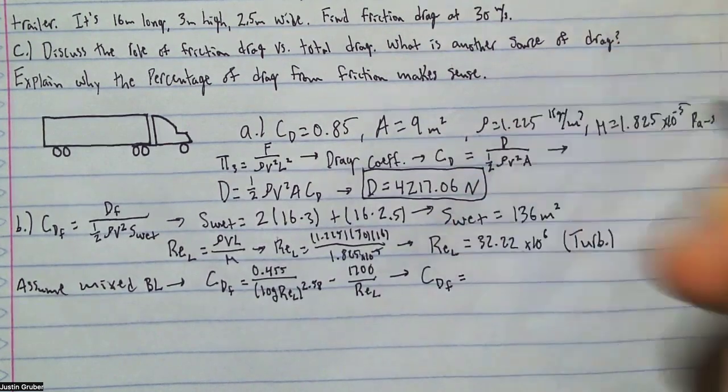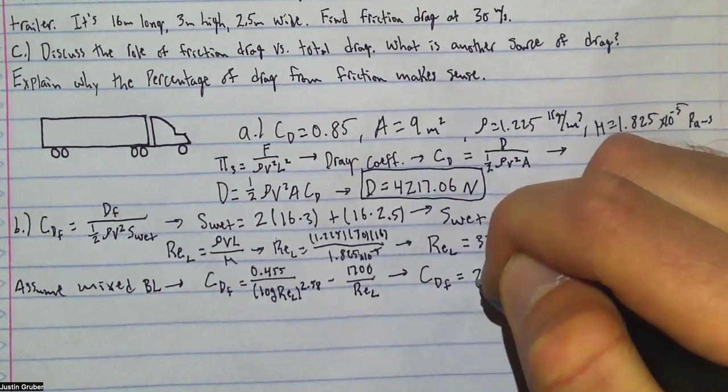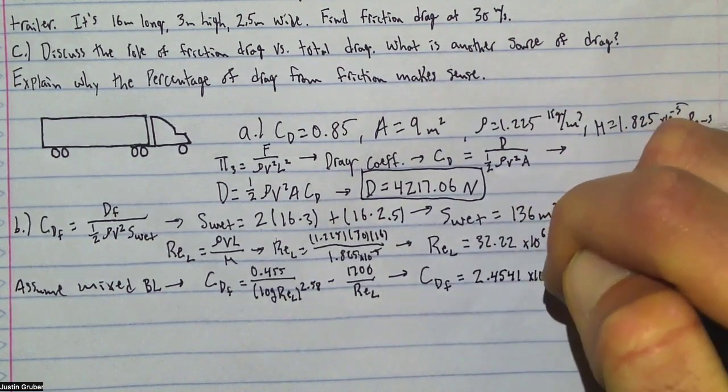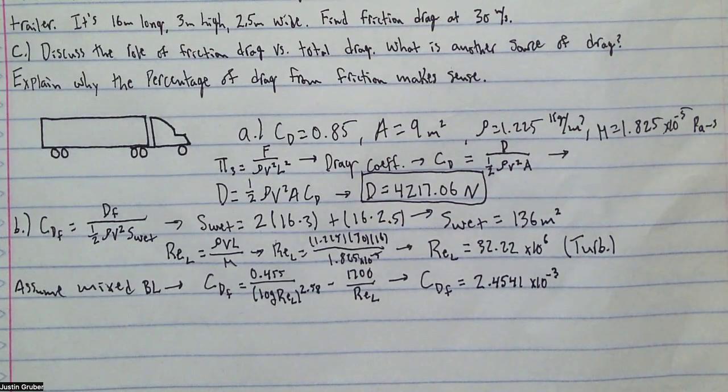And this will be a small number, which of course is good. 2.45 times 10 to the negative 3. Okay, really little number. So now again, let's go plug in, solve for drag.